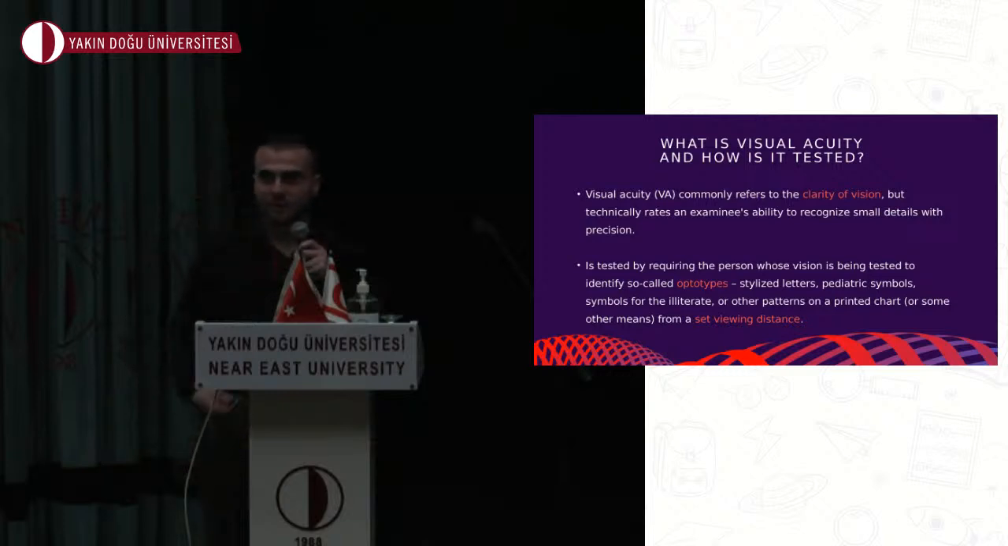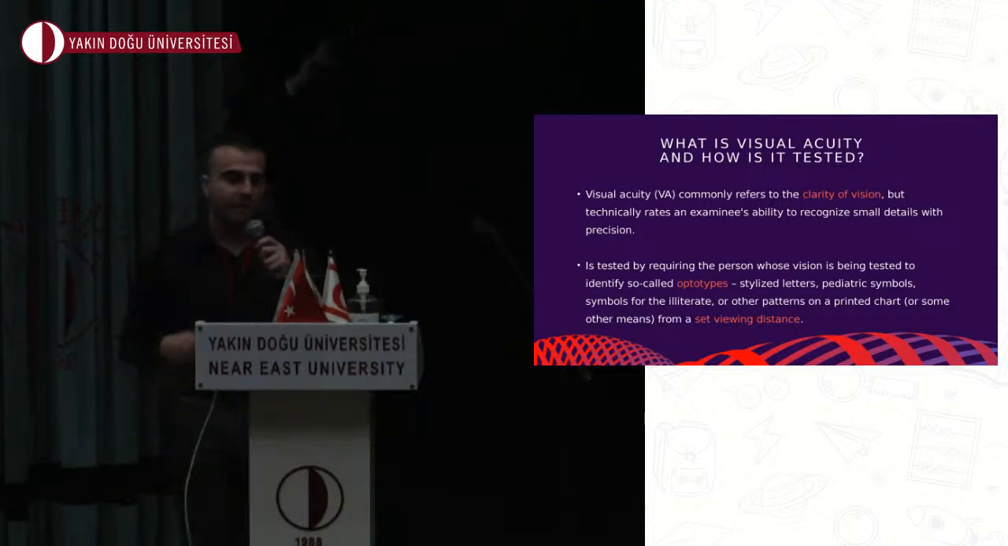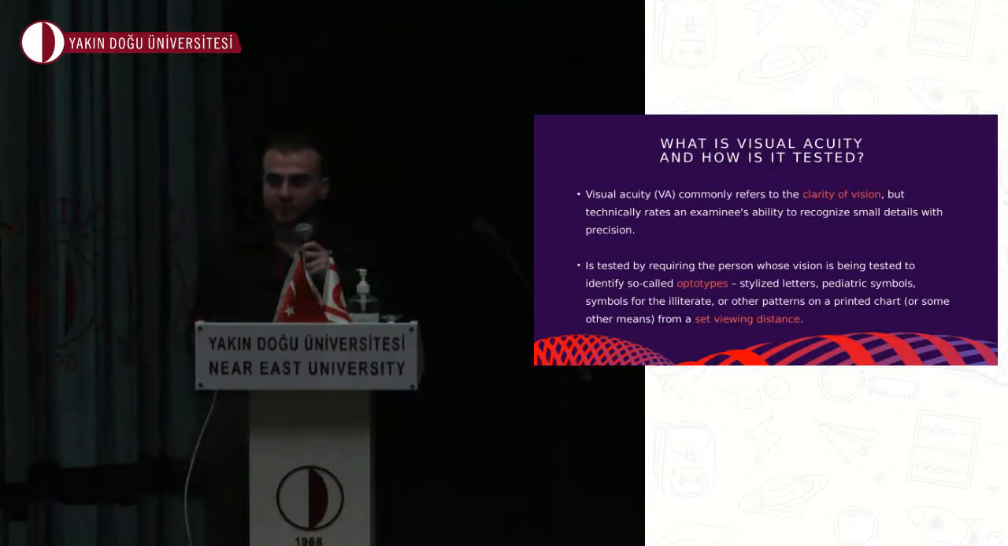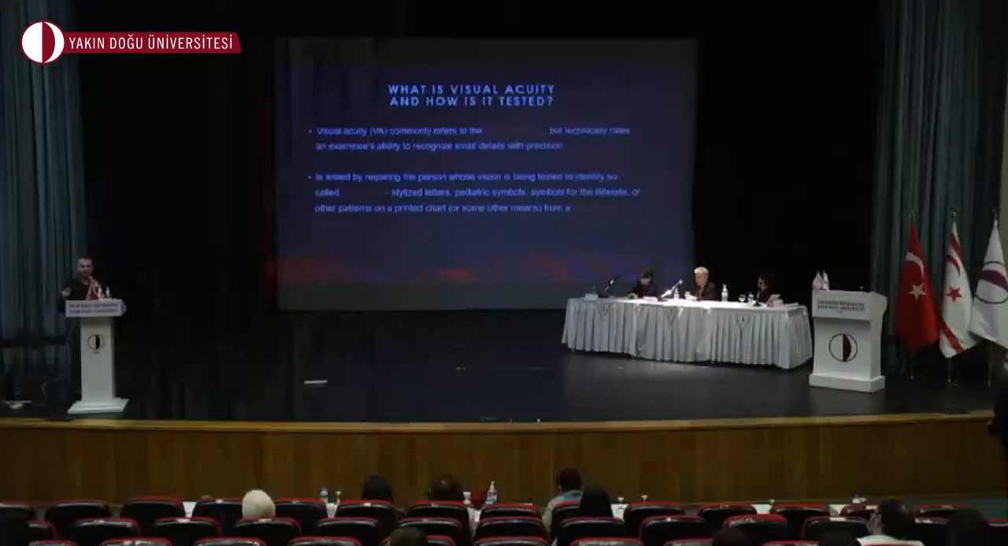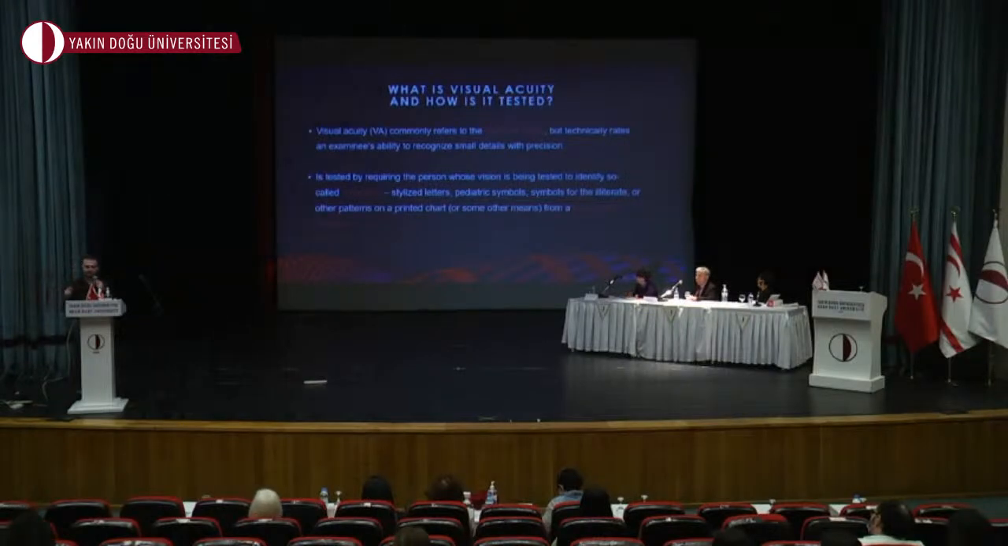So what is visual acuity and how do we test it? Simply speaking, visual acuity refers to the clarity of vision. In more precise terms, it refers to the examinee's ability to recognize small details with precision. We test visual acuity, or your clearness of vision, by the use of optotypes. Optotypes are characters that have very specific characteristics. They have specific angles, and this helps us keep them in calibration. They could be shapes, numbers, or most commonly, letters. I will show you an example of an optotype later in this session.